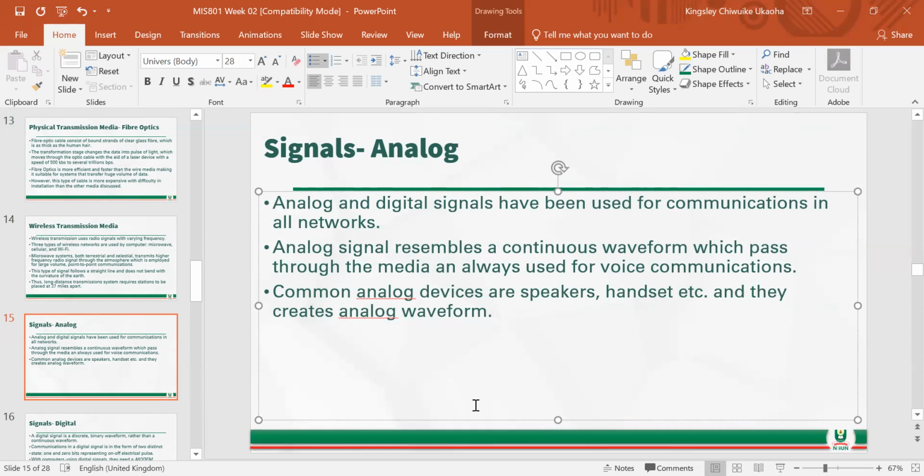Analog and digital signals have been used for communications in all networks. An analog signal resembles a continuous waveform which passes through the media and is always used for voice communications. Common analog devices are the speakers you have on your television, connected to your radio, even your phone headset, and they create an analog waveform. So analog signals are the ones that carry signals away from the computer, maybe through a telephone. Those ones are analog.